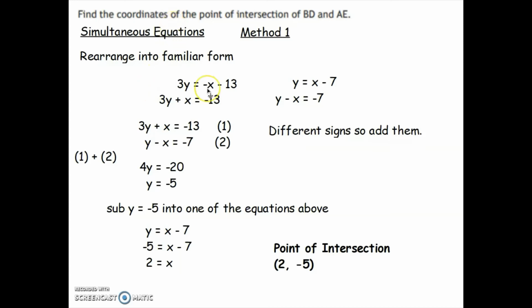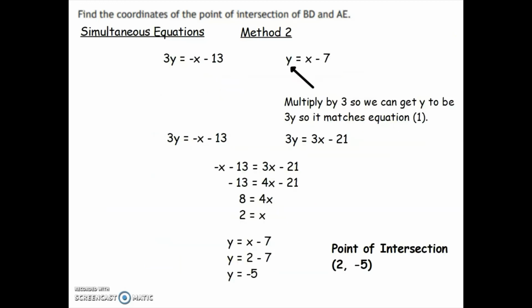I'll show you a second method now that a lot of people prefer to use, and that is to form an equation and solve like you would do from first and second year. So we have 3y equals negative x subtract 13, and we've got y equals x minus 7. Now, if these were both equal, I could set them equal and solve it, but they're not because 3y is different from y. So what I could do is multiply by 3 here, so we can get y to be 3y, so it matches equation 1.